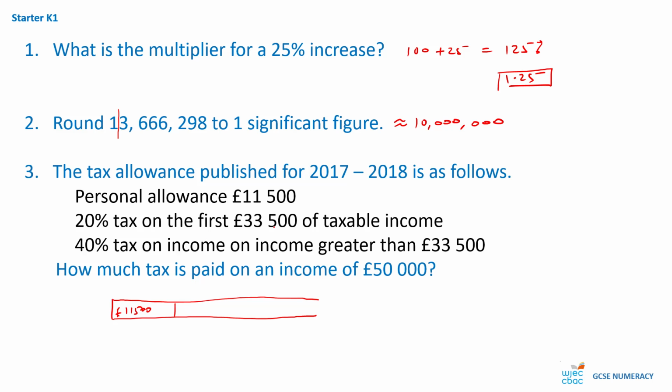Then the next 33,500 you pay 20% of tax on, so let's do that. 33,500, that's going to be at 20%. And then anything greater than that is going to be taxed at 40%. 11,500 and 33,500 gives us a total of 45,000. So we've got £5,000 left. That's going to be taxed at 40%.